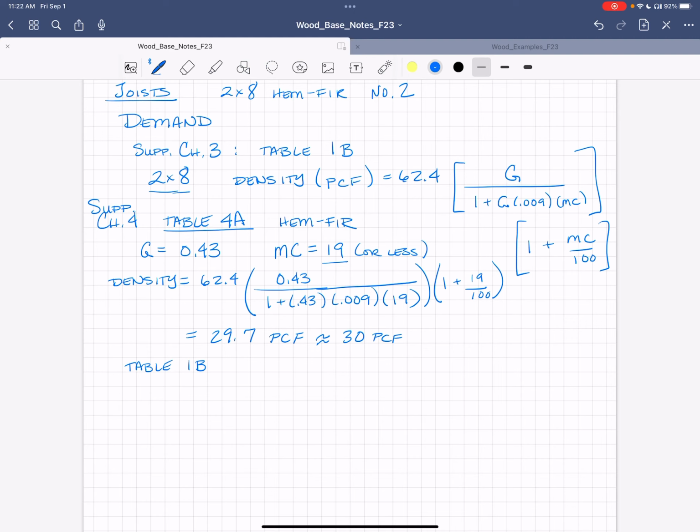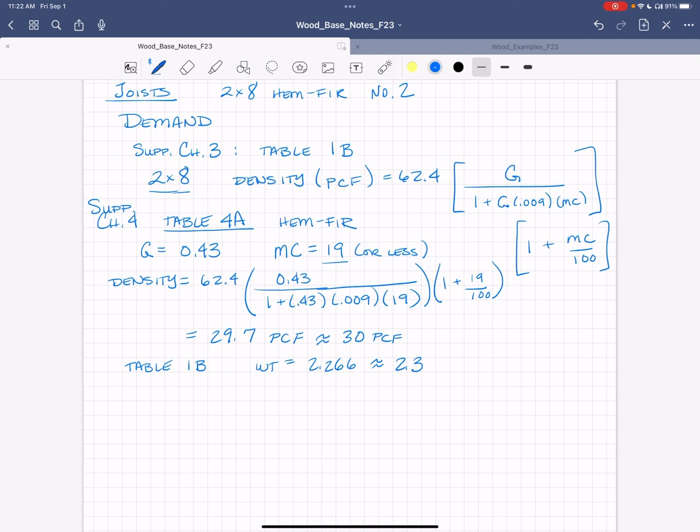And so I'm going to use the 30, and if I go and look at a 2x8, I get a value of 2.66. So from there, I get a weight equal to 2.266. Let's just say 2.3.